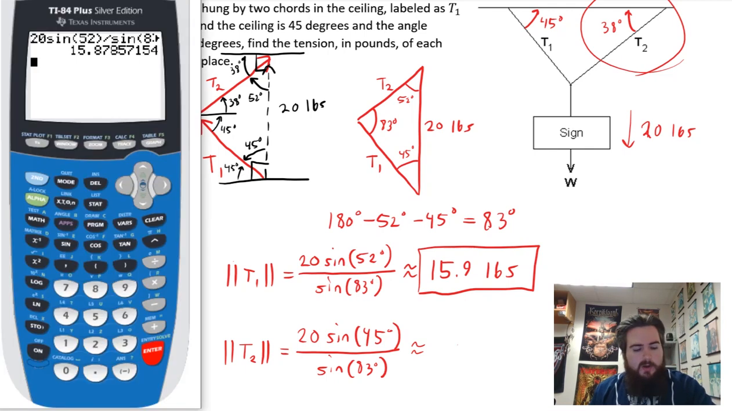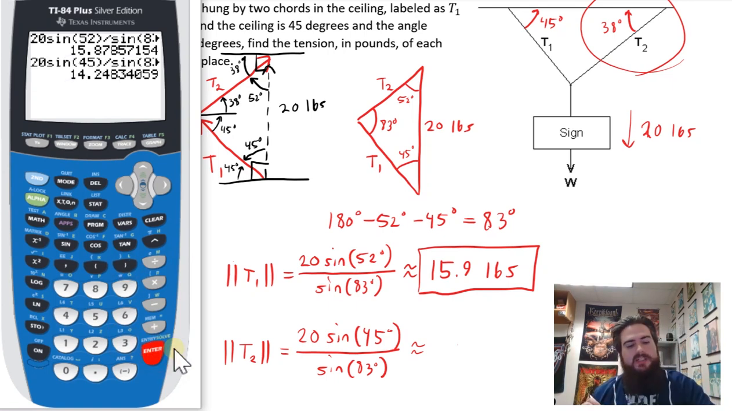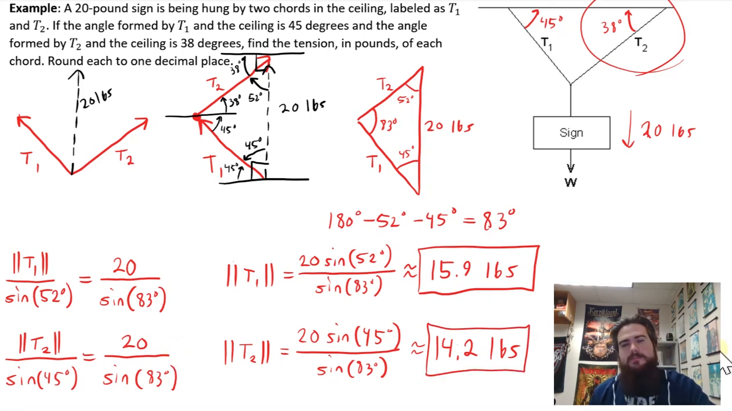Just like the previous one, we can evaluate that with a calculator here. 20 sine of 45, do make sure you're in degree mode, divided by sine of 83. And that gives you 14.2 to one decimal place. So 14.2 pounds as our solution. Those would be our two solutions.